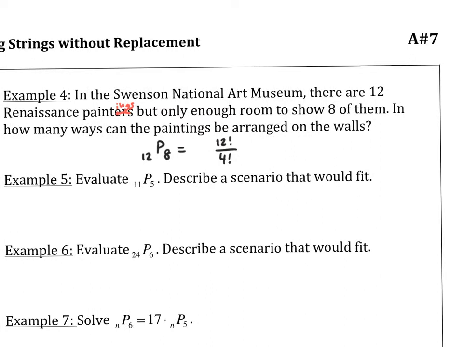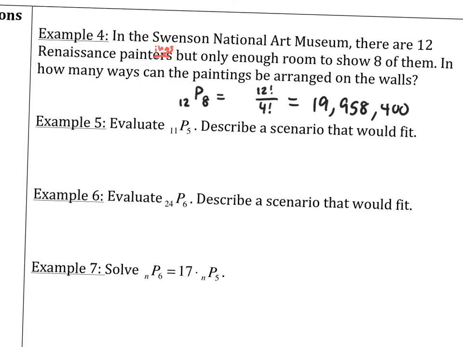So as we do this, we do get a very, very large number, 19,958,400. 11P5 is straightforward. If I wanted to multiply it out, I can say 11 times 10 times 9 times 8 times 7. And I could do that because there's only 5 numbers, so that's a fairly fast process to get my result. But what would be a good scenario that can describe this?